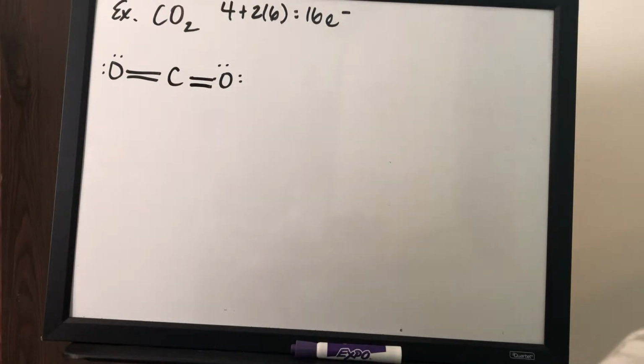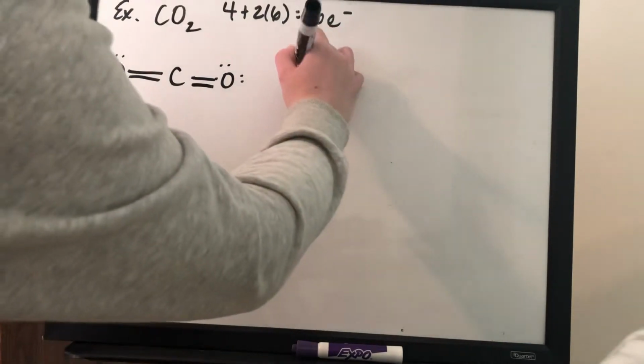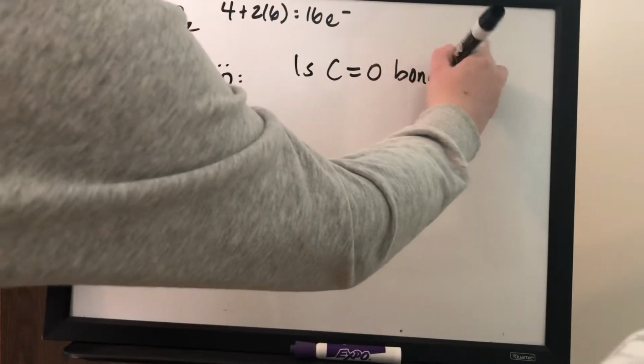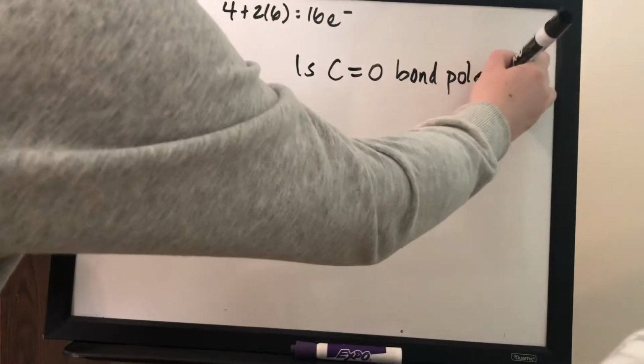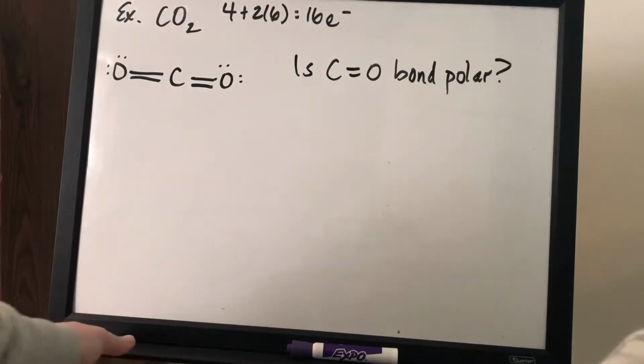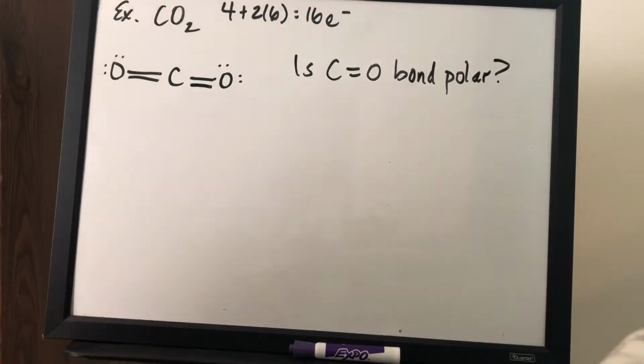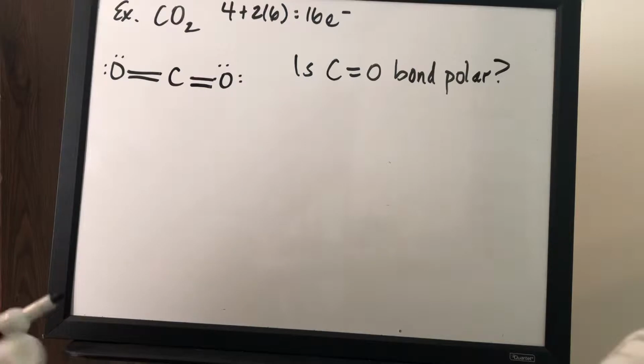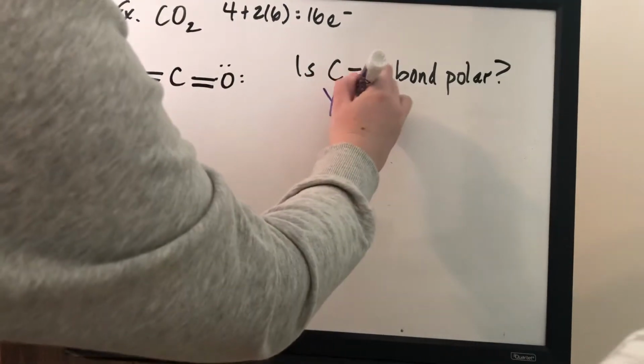Okay, so let's discuss the polarity of the carbon-oxygen bond. The question is, is the CO bond polar? I guess it's a double bond, but it doesn't matter. Is the carbon-oxygen bond polar? And that's an absolute yes. It's most definitely polar. Oxygen wants the electrons more, it's more electronegative, so that individual bond is in fact polar. Both CO bonds are polar. So this is a yes.